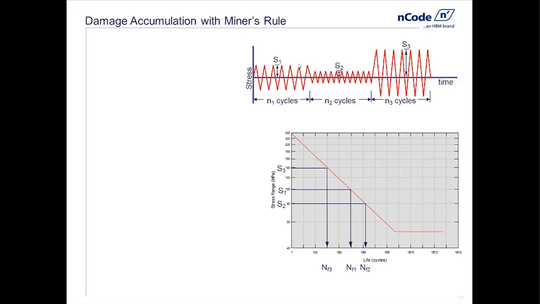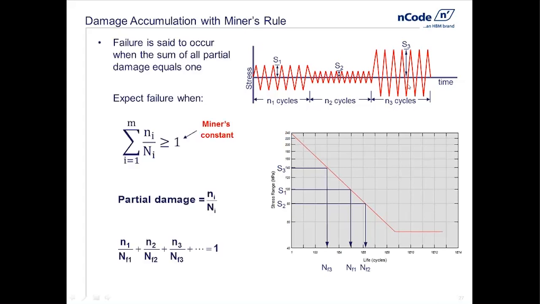And what Miner's rule says is that all of these add up together. We have these partial damages, they're called. The amount of fatigue life used up, or what we call damage, is numerically equal to the number of times a given cycle occurred, 7 times, divided by the number of times it was allowed to happen, 50,000 times. This one happened 10 times, and it was allowed to happen 100,000 times. That allows us to fill in this partial damage fraction. This one comes from S1, from S2, S3, and so on.